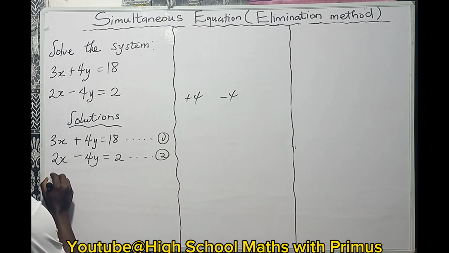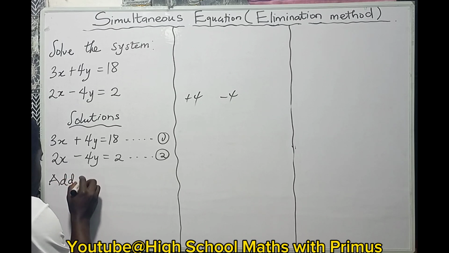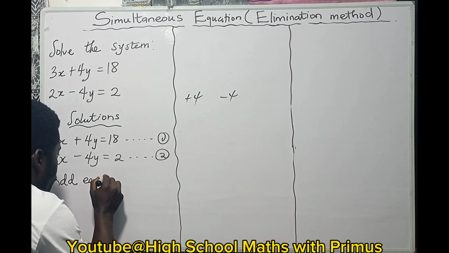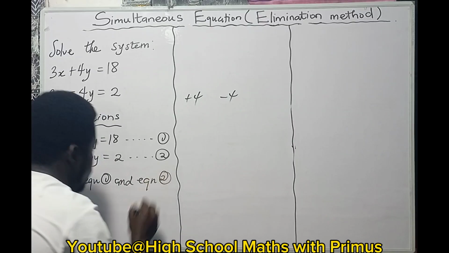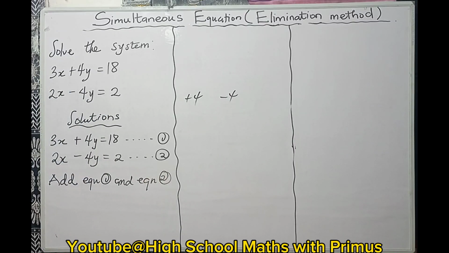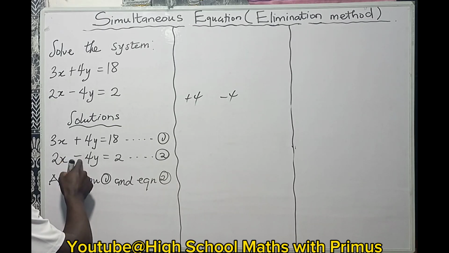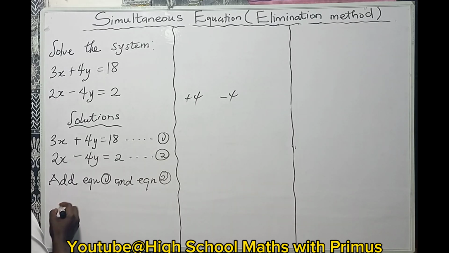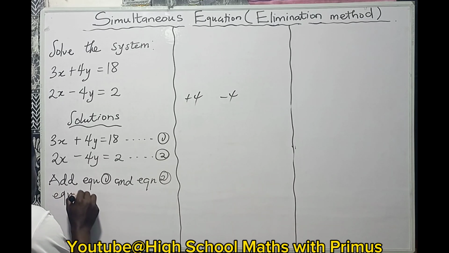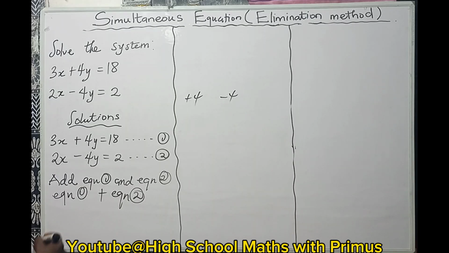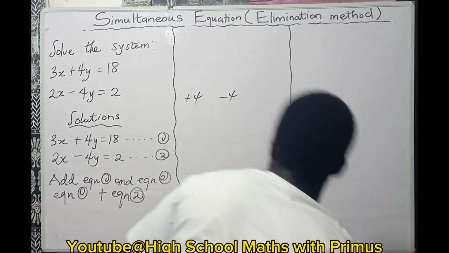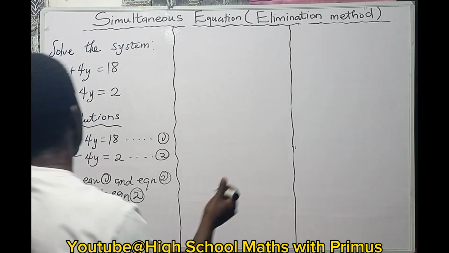So we say add equation 1 and equation 2. The first one we subtracted because the two coefficients had the same operational signs. This one they are different, so we add. So it means equation 1 plus equation 2. That's the meaning of what we've written here. So let's try and add them smoothly.